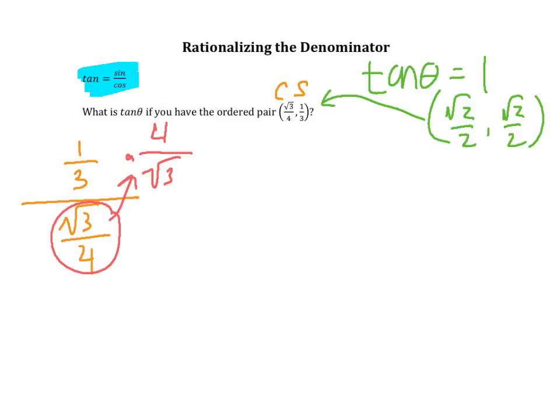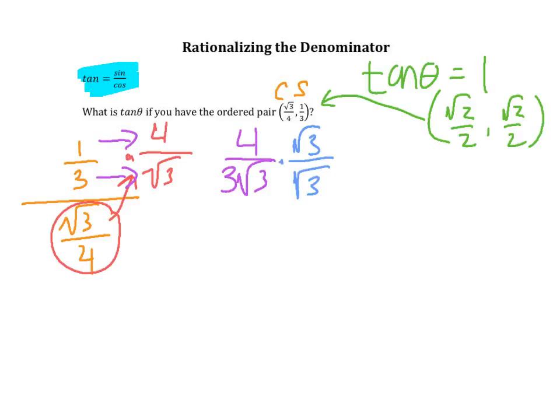Now I need to multiply the fractions. So when you multiply straight across, 1 times 4 is 4, and 3 times the square root of 3 is 3 square root of 3. Now, when you have the answer, you cannot have the square root on the bottom of a fraction. So I'm going to multiply the numerator and the denominator by square root of 3 over square root of 3. This is called rationalizing the denominator.